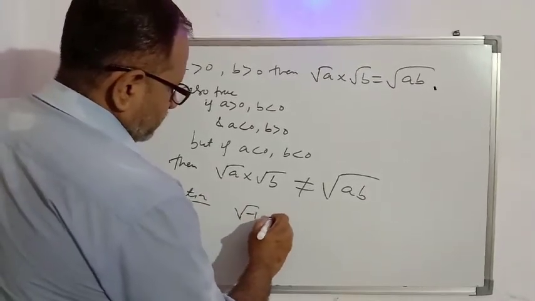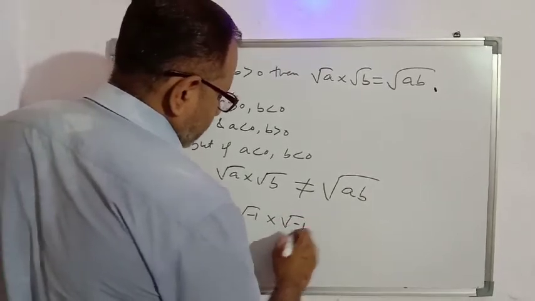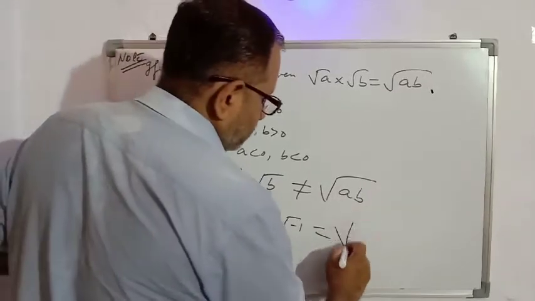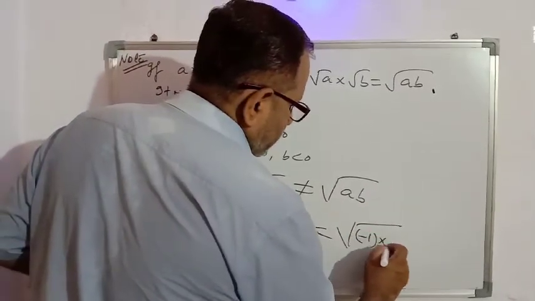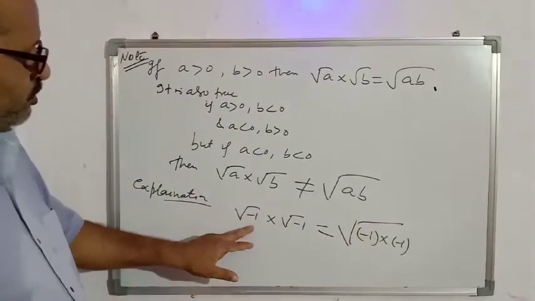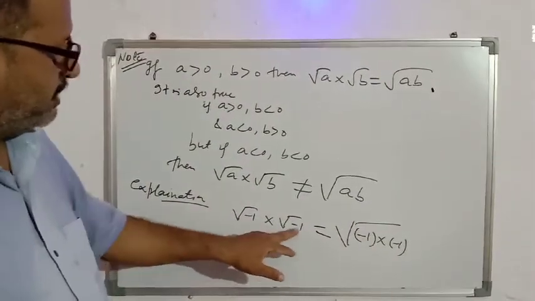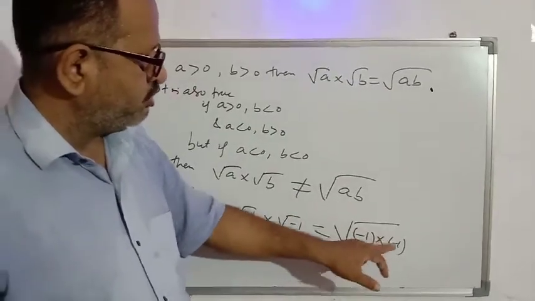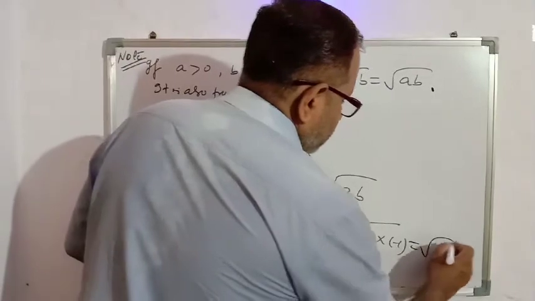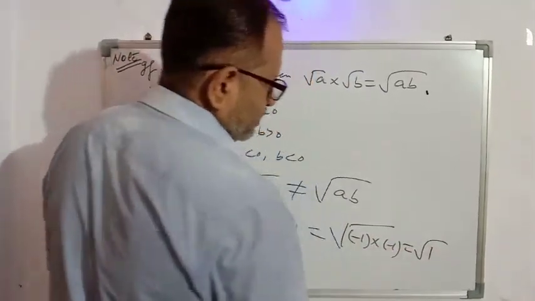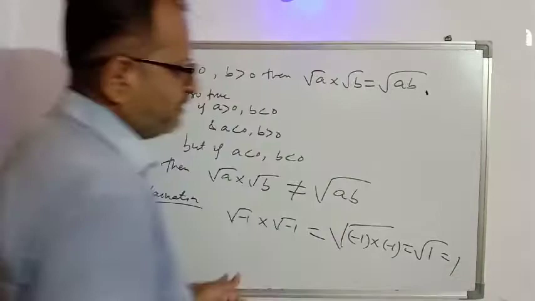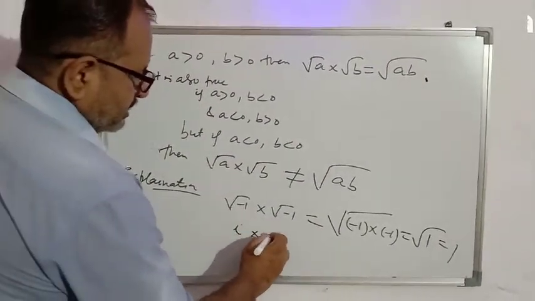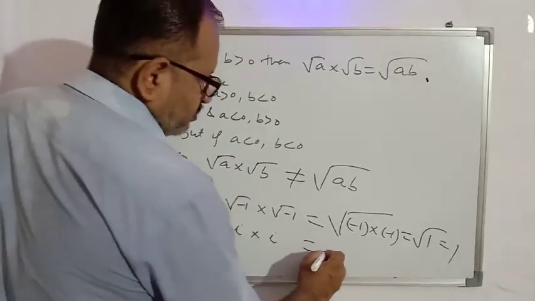Root minus 1 into root minus 1. If we write by this rule, root minus 1 into root minus 1, here a and b both are negative. According to this rule, we can write root of minus 1 into minus 1. So minus 1 into minus 1 is plus 1, and its value will be 1. But what is root minus 1? It is i. So i into i.